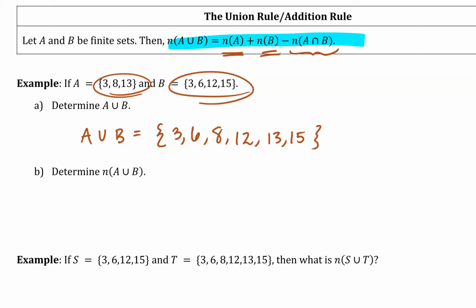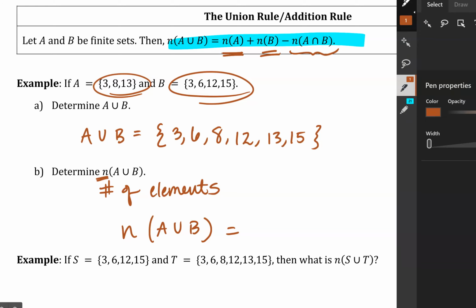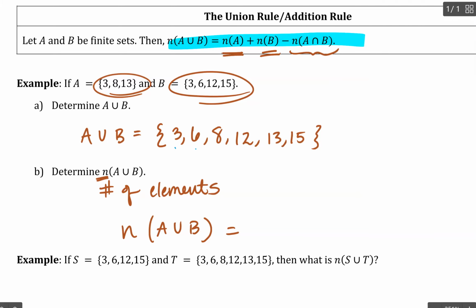So now I can determine the number of elements in the set A union B. So this is the number of elements. Remember that new notation that we learned. The number of elements in A union B is equal to, well, it's nice, we can just count because we already came up with it. So let's figure out: we have 1, 2, 3, 4, 5, 6.